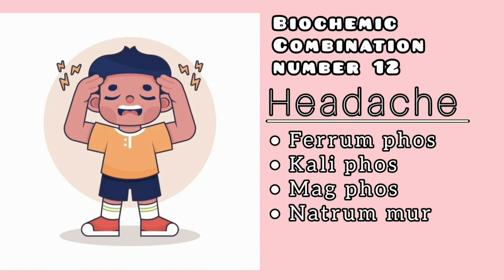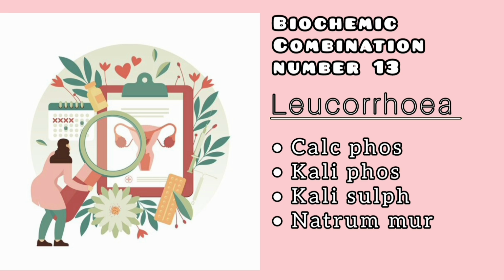Biochemic combination number 12, headache: Ferrum phos, Kali phos, Mag phos, Natrum mur. Biochemic combination number 13, leukorrhea: Calcarea phos, Kali phos, Kali sulph, Natrum mur.